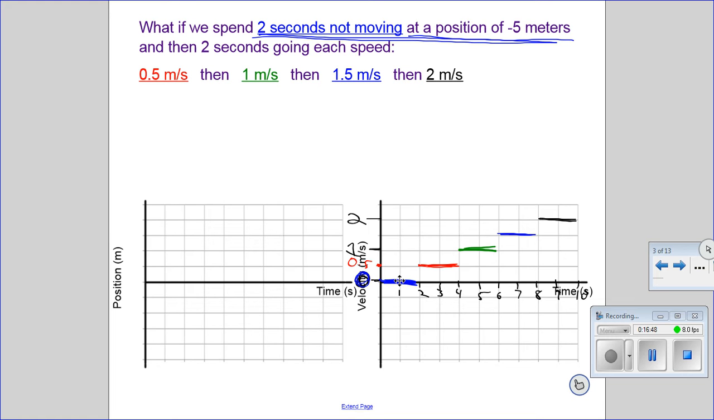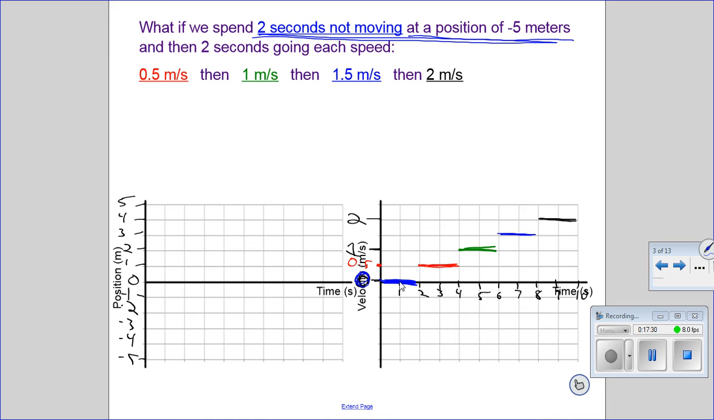Okay? So let's see, our position starts at -5. You wouldn't know this unless you'd done the calculations, but it turns out that if you just make each box be 1 meter, everything works out very nicely. So we're just going to go -1, -2, -3, -4, -5, and then 0, 1, 2, 3, 4, 5. Cool? All right, so let's see. We're going to spend 2 seconds not moving at a position of -5.